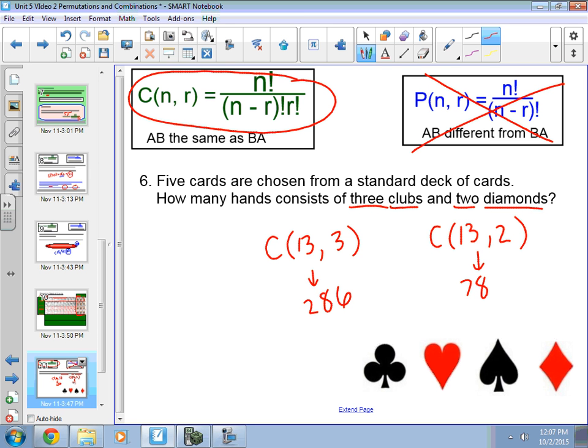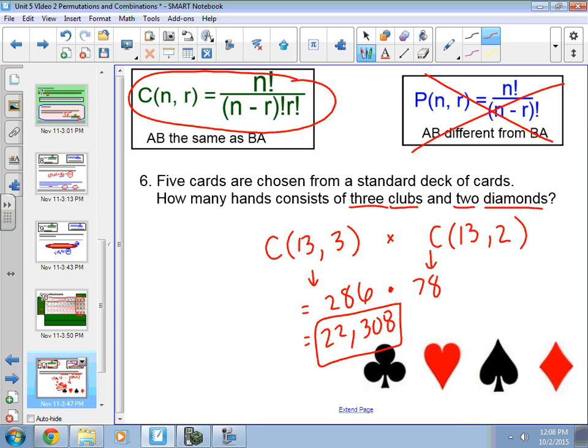Well, what do we do with those 2 numbers? Remember back to the counting principle we looked at in the previous lesson. When you are doing multiple things with possibilities, we multiply them together. So here we want to multiply these 2 numbers together. Go on your calculator, do 286 times 78, and you should get 22,308 ways of doing this. So when you have different sets of things, you need to use multiple combinations or permutations and then multiply them together to get the total.